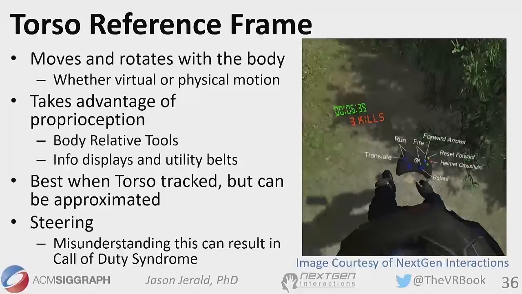Okay, so the torso reference frame: those are visual elements or interfaces, whatever they are, that move with the body. Whether I'm moving forward virtually by pushing on a joystick, it will move with me, it will always be in front of me. Or if I have a walk-around experience, then I can physically walk around and it will always be in front of me.